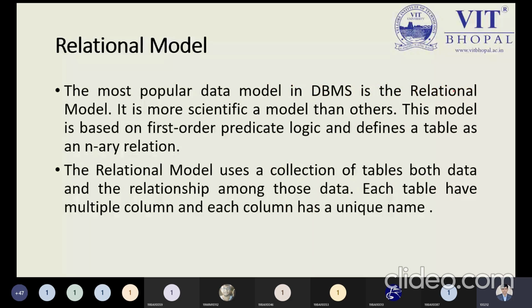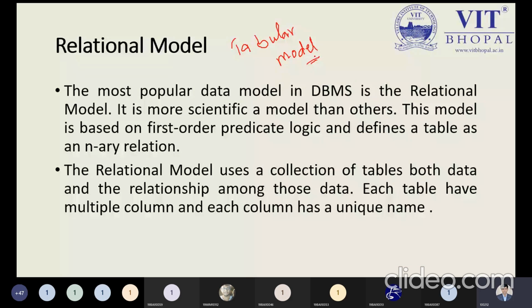The most popular data model in the database management system is the relational model, and it is sometimes also known as the tabular model. Most students will see this word in various places, and it may confuse them. Sometimes you feel, sir, you told us about the relational model, but we found a new model, the tabular model. My dear students, there is no difference between the tabular model and relational model, because in the relational model each and every piece of information is represented in tabular form. So it is also known as the tabular model.